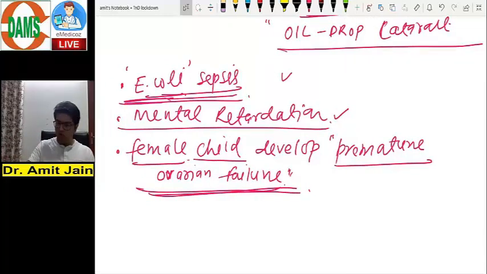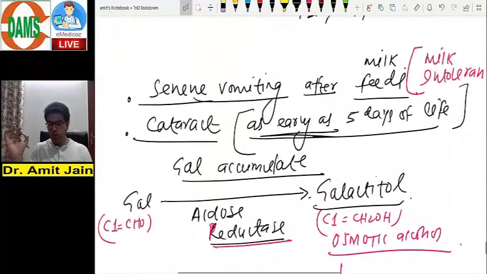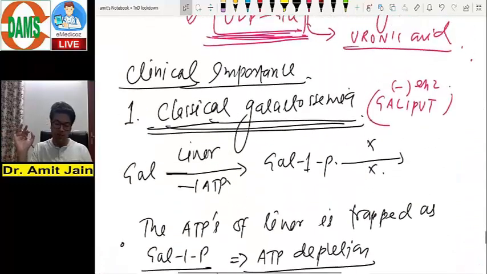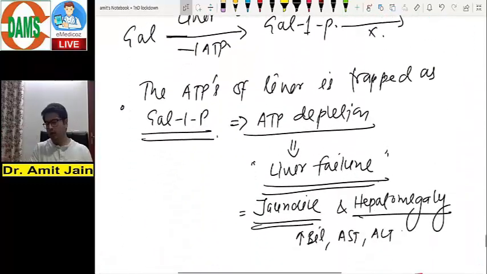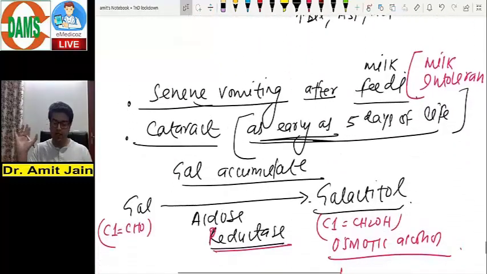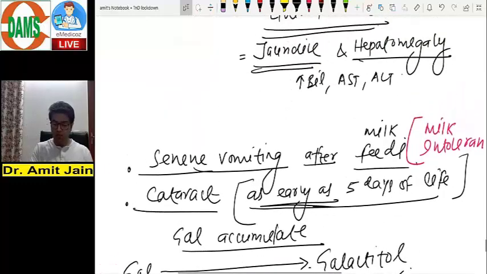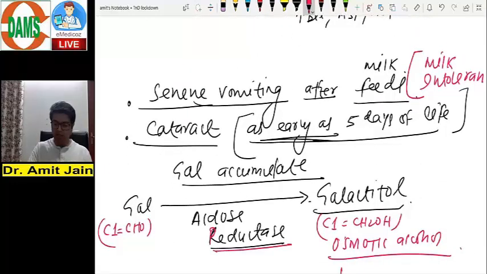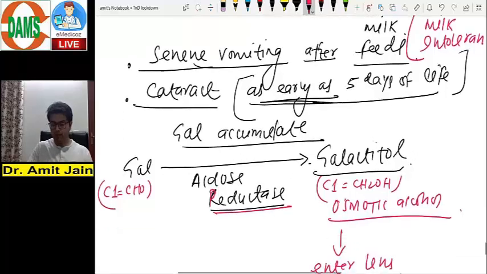For your first year MBBS, what is most important is that you should know classical galactosemia, especially the name of the enzyme, and a little bit of clinical features, like cataract is one of them. So why cataract? Because you can explain it easily biochemically, right? That is the name of the enzyme.